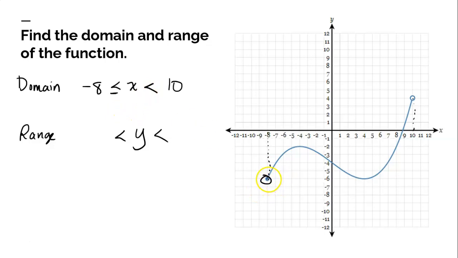The range can be a little harder to see sometimes. I'm not sure if the lowest point is here or here, but maybe it doesn't matter. Let's follow it over to the y-axis. It looks like our lowest point is -6. And remember, that was a shaded in circle, so we use a line there. Our highest point is a little easier to see if we follow that over to the y-axis. That's at 4. And I don't need a line on that. So our domain is in between the numbers -8 and 10. Our range is in between the numbers -6 and 4.